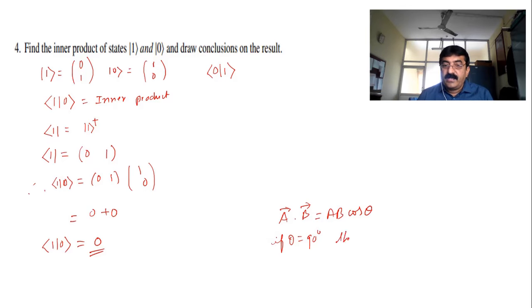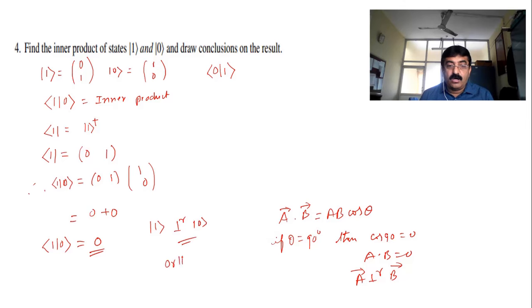Then cos 90 is equal to 0, therefore A dot B equals 0. That means A is perpendicular to B, we can conclude. Similarly, ket 1 is perpendicular to ket 0.